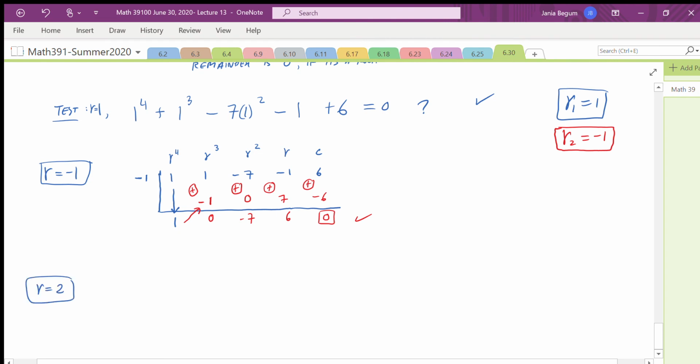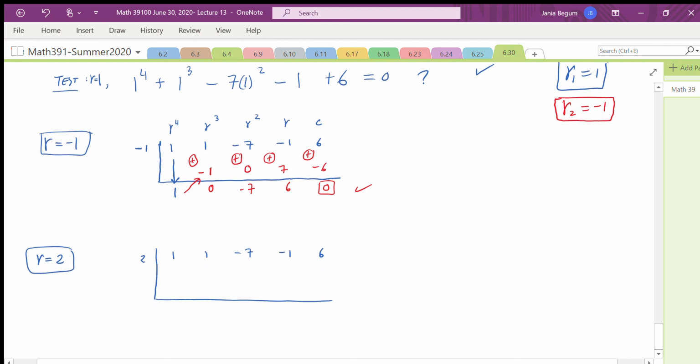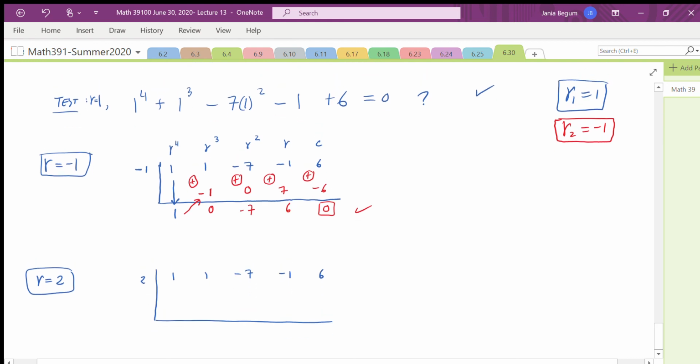Again, I'm going to do synthetic division. I think it's quite fun. So 2 outside the box. Inside the box, we place all the coefficients in order. If one of the coefficients is missing, we consider that as a 0. So the first one we have 1, second we have 1, then -7, -1, and 6. And then we just repeat this process for synthetic division.